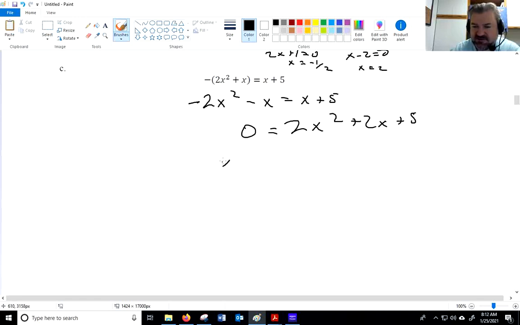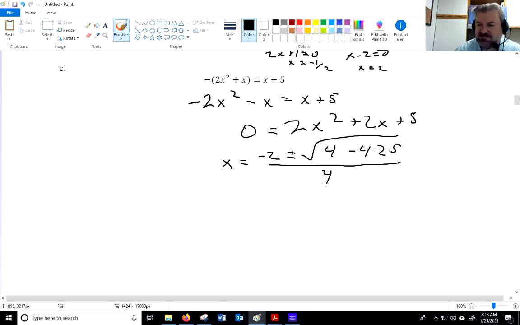This is not factorable. x equals opposite b plus or minus the square root of b squared minus 4 times a times c all over 2 times a. So that becomes a 4 minus, that looks like minus 40. So 4 minus 40 is a negative 36. So this is going to have an i in it.